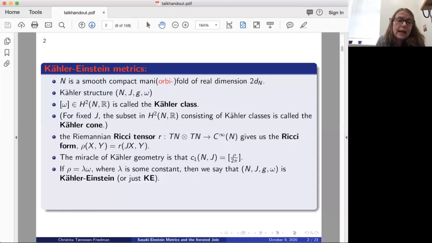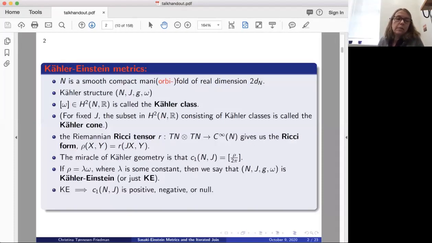And then the Kähler-Einstein condition is, of course, that g is Einstein, but if we write it in terms of the Ricci form and the Kähler form instead, it means that the Ricci form is a constant times omega. And that, of course, immediately implies that if you have a Kähler-Einstein metric, the first Chern class has to have a sign or maybe be null.